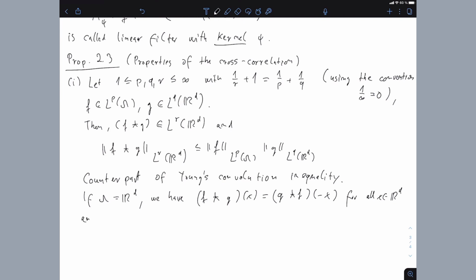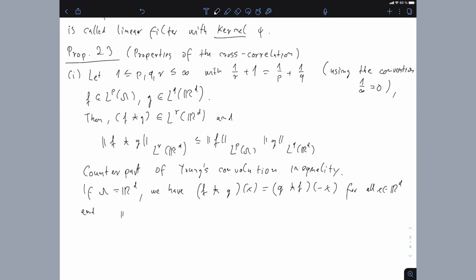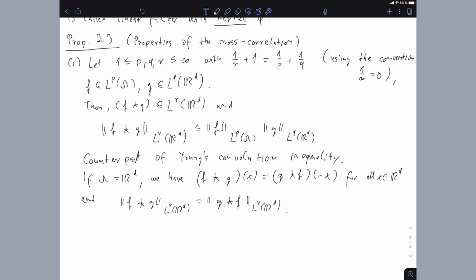And we can again say a little more, namely that the norm stays the same. Okay, so this tells us about boundedness of the correlation, in which norm we can still bound it and how we can integrate.